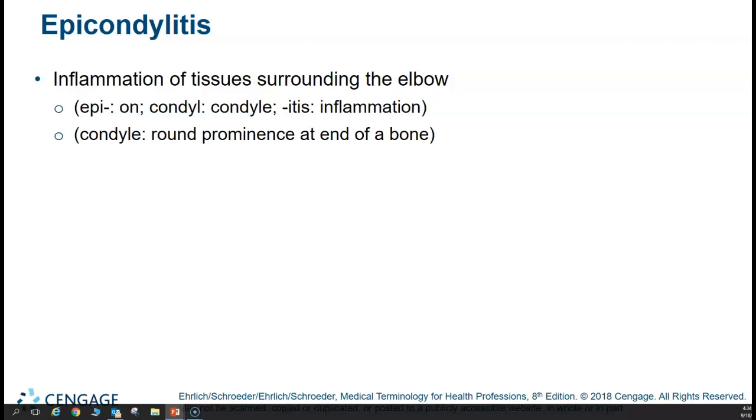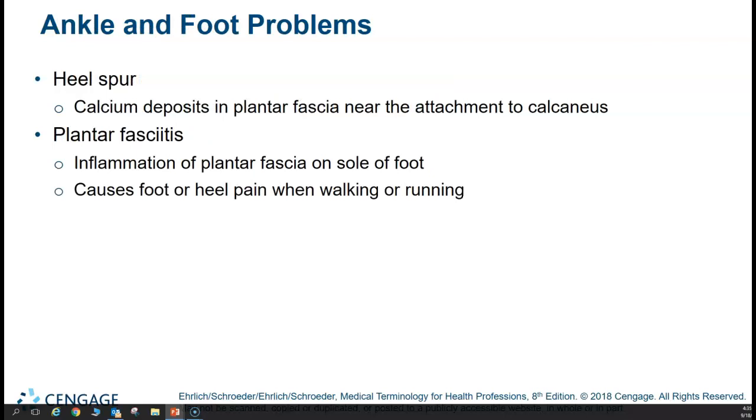Epicondylitis, again, inflammation of the tissue around the elbow. We also have heel spurs, and that's when you get a calcium deposit near the heel bone, and boy, is it uncomfortable. It causes a lot of pain because every time you step down, the patient can feel those spurs on the calcium deposit.